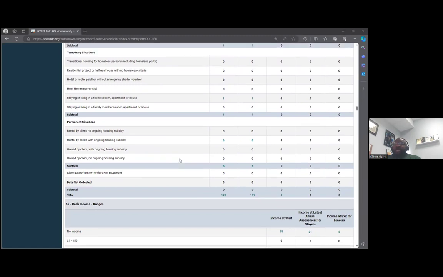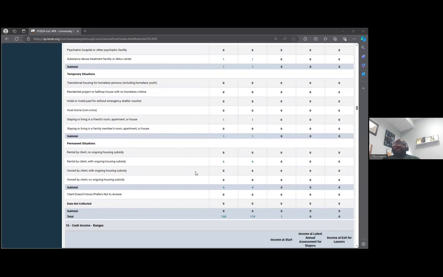I wanted to just make note because I know we have a lot of clients now that we've had some grants consolidated, people transferring from one PSH program to another PSH program. And some of those projects were designed for chronic homelessness. If you have a client that transferred, you want to use rental by client with ongoing subsidy as the prior living situation. And it's not going to show up as a chronic homeless person on a report, but that's fine because we don't want to change this to anything that would make them homeless again, because it's going to show up as a return to homelessness.